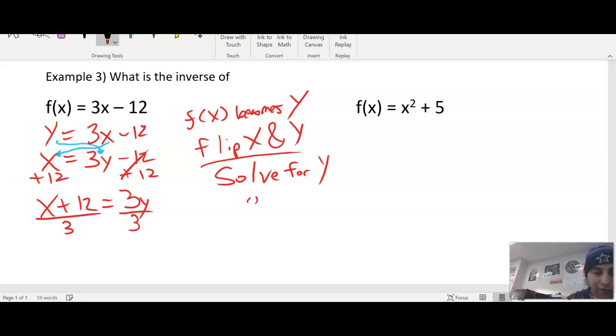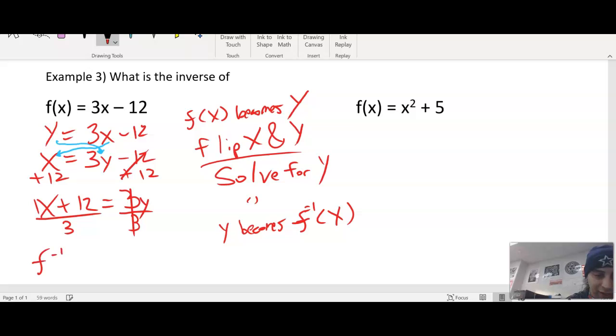And I'm dividing the whole left side. So this 1x is being divided by 3, this 12 is being divided by 3, and then these 3's cancel out. Now on your last step, y becomes f inverse x. It's important that the notation is correct for an inverse. It has to have f with the little negative 1, f inverse x. So I'm going to bring that over to the left-hand side.